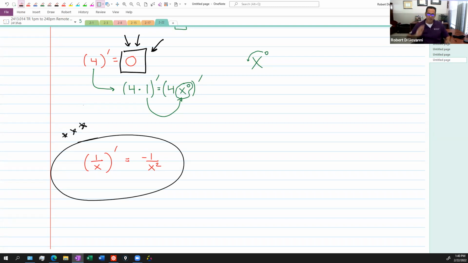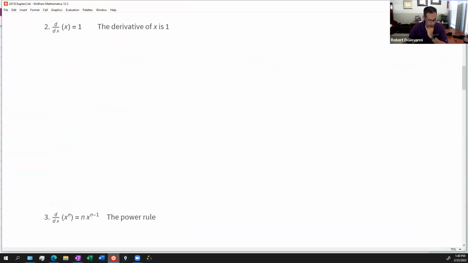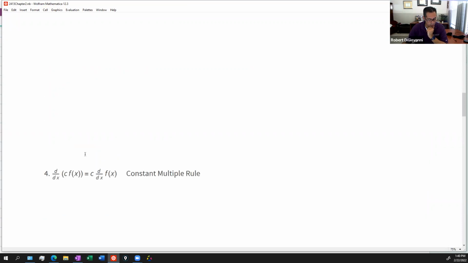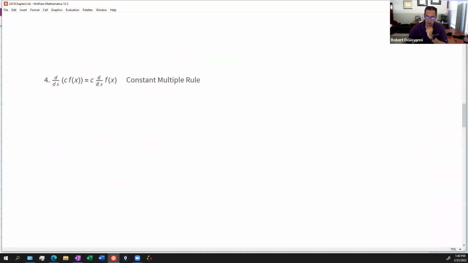All right, good. We got the power rule down. Isn't that nice? We don't have to use limits for that anymore. Moving along, moving along. So we've got the power rule, here it is. And now we have what's called the constant multiple rule, all right?